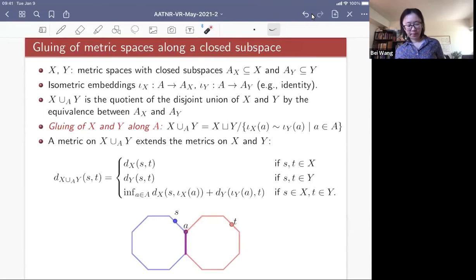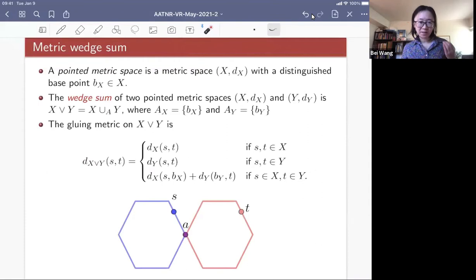So the extreme case of this gluing is the gluing along a single point. If my metric space has a base point, then this is the wedge sum notation, where I can glue those two metric spaces along their base point. Once you finish the gluing, you need to again define what is a metric on it. If both points are in the same space, it inherits the metric from the original space. If they are from different spaces, one in X and one in Y, then I need to look at the distance from S to the base point and from the base point in Y to T, where the base points are identified with one another.